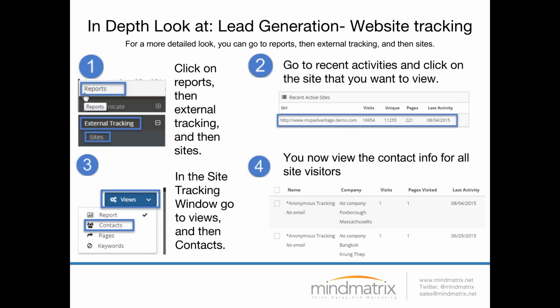For more detailed metrics, go to the Report section. From there, go to External Tracking and then click Sites. Then go to the Recent Activities section and click on the specific website that you want to view. When the Recent Activities window opens up, go to the Views drop-down menu and then select Contacts. This will open up a comprehensive list of all contacts that have visited your site.